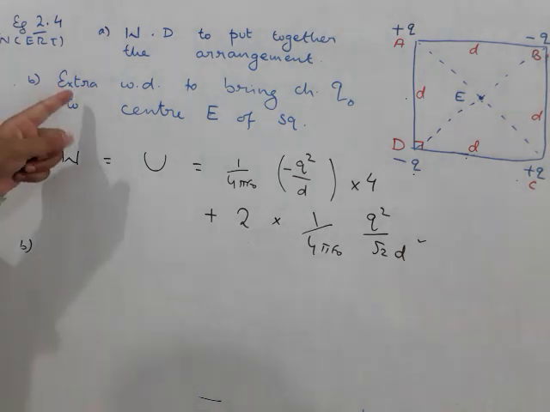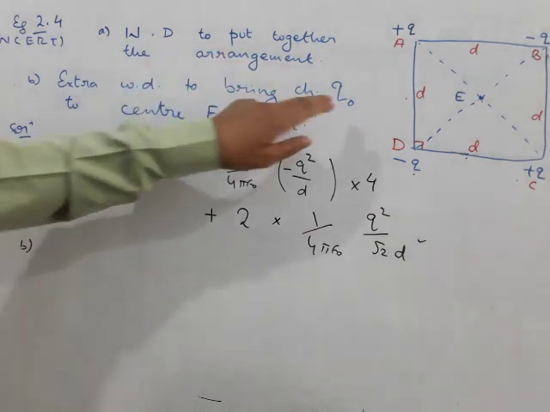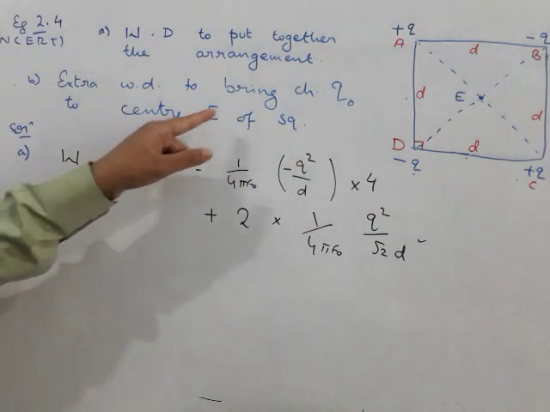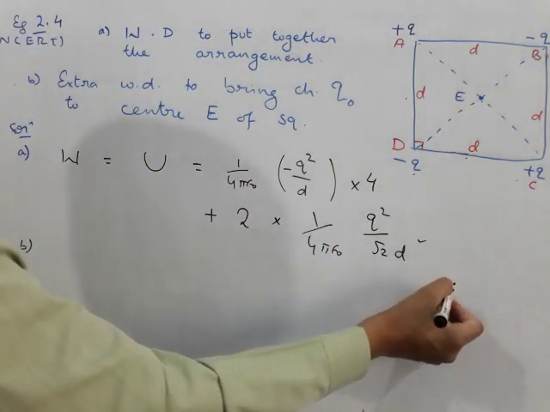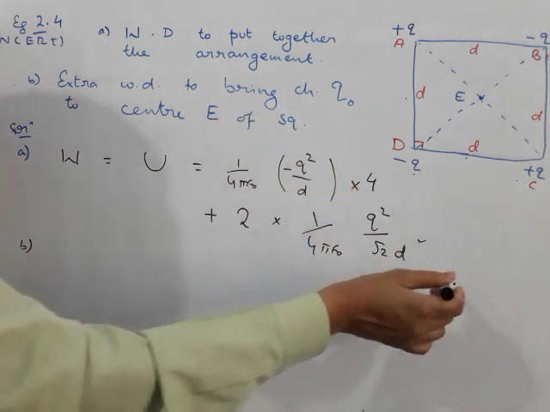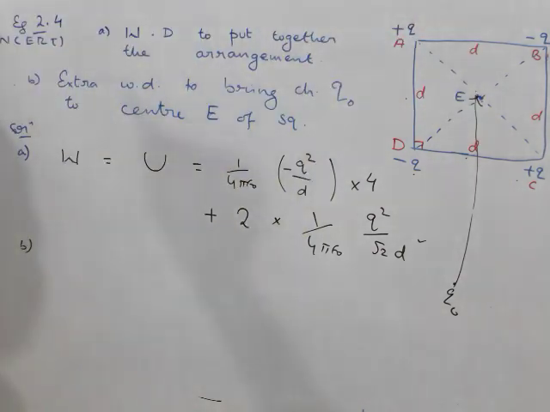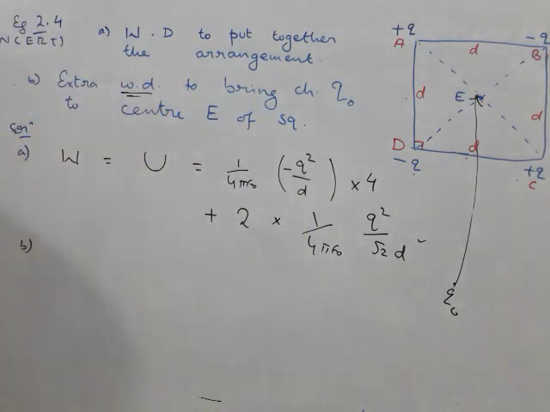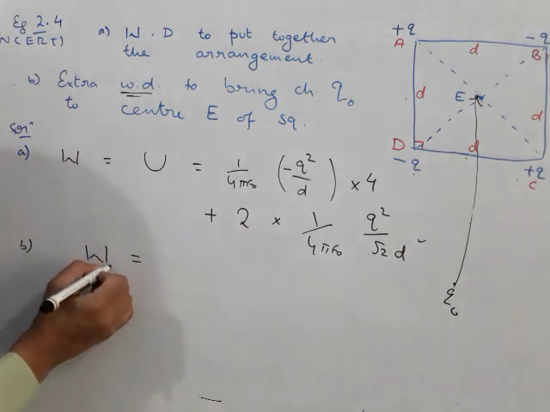Second part, what they are asking, you have to find the extra work to be done to bring some charge Q naught from infinity of course to center E of the square. Now suppose this charge configuration is given and I take a charge Q naught and I bring it from very far distance to the center E. Then the question they are asking is that you have to find the work done. So how should we find the work done? The work done will be then given as, you have to find the external work done.